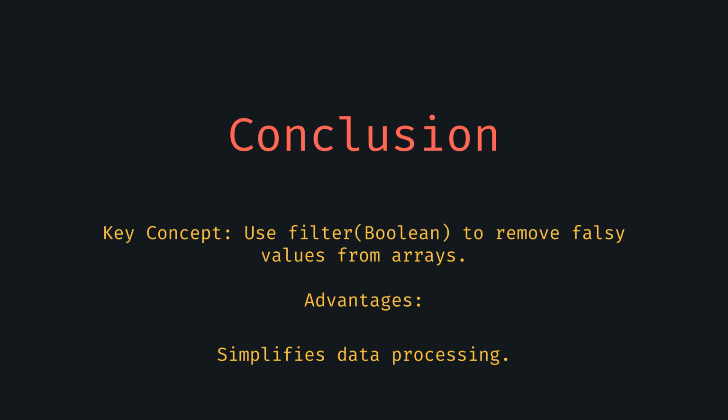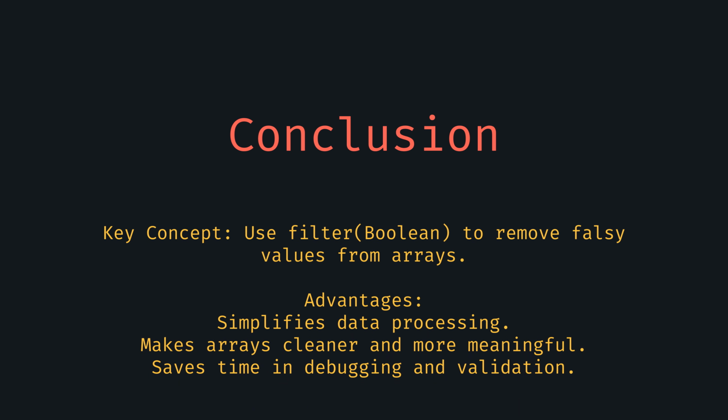In conclusion, removing falsy values is a straightforward yet powerful technique for managing data in JavaScript. It simplifies arrays, ensures that only meaningful data is retained, and helps in debugging and validation tasks. I encourage you to integrate this approach into your projects to streamline your data processing workflows.